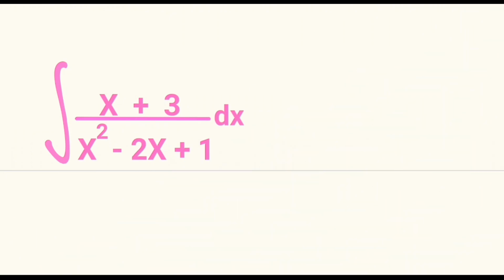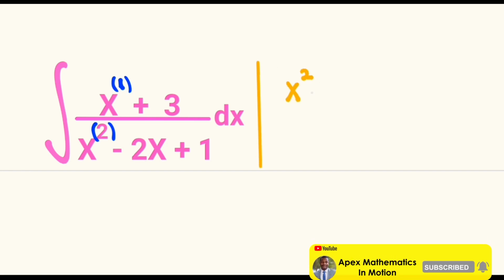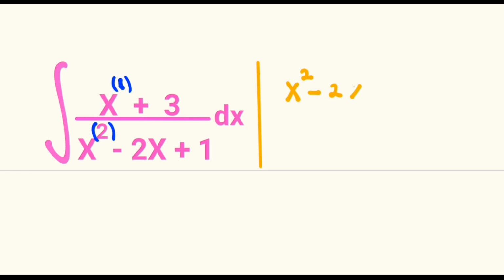For our third question, we have to evaluate the integral of x plus 3 divided by x squared minus 2x plus 1, and since the power in the denominator, the x squared, is greater than the power in the numerator, we have to use partial fraction decomposition. But before we do that, let's factorize the denominator, the x squared minus 2x plus 1. We open our parentheses.